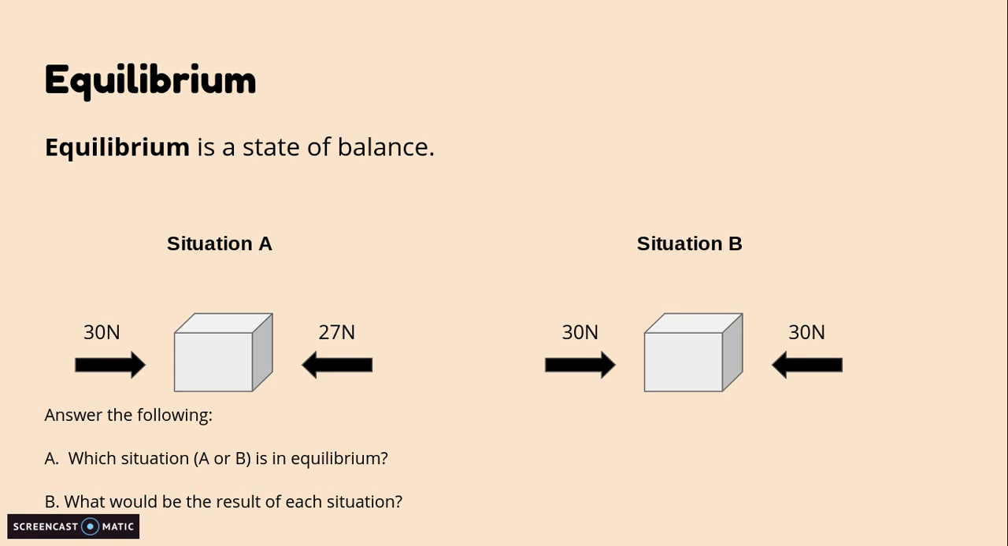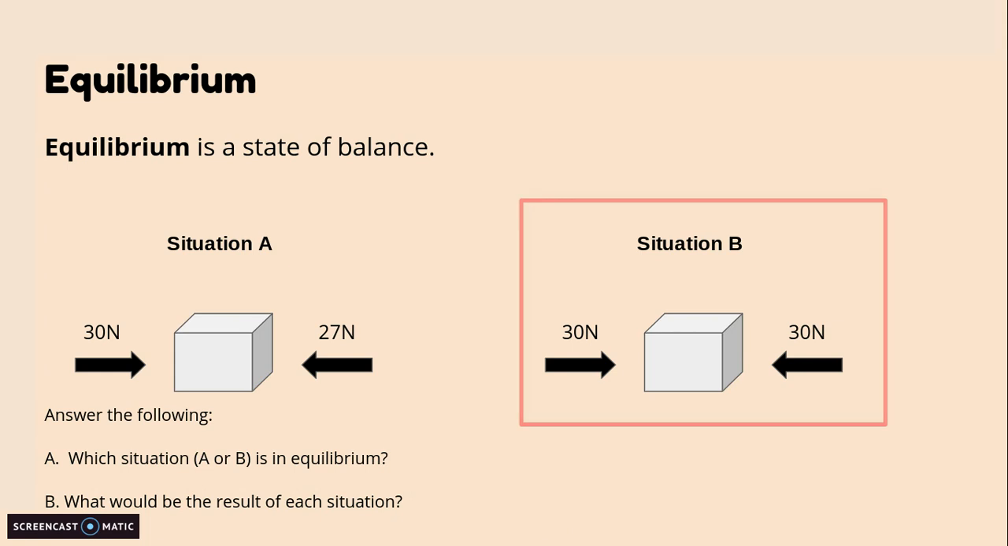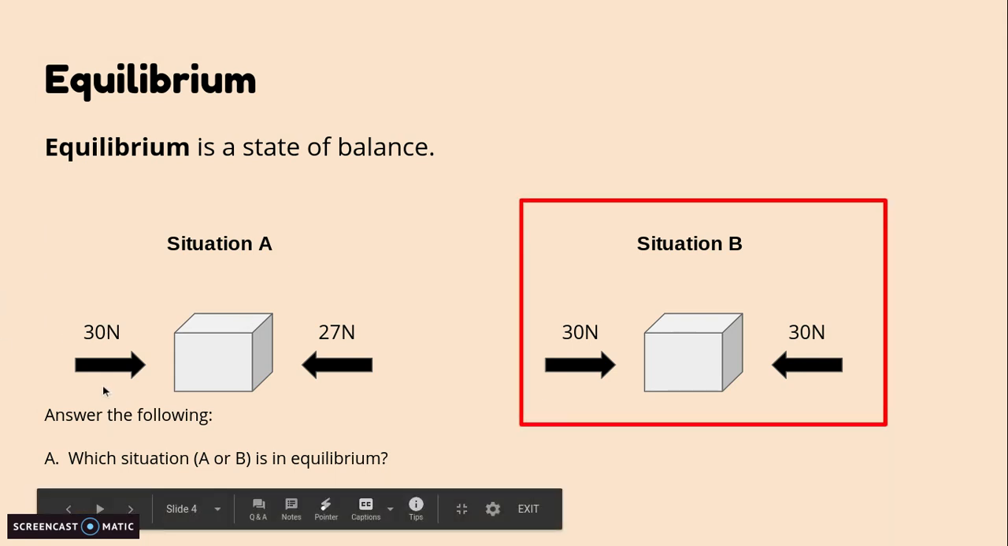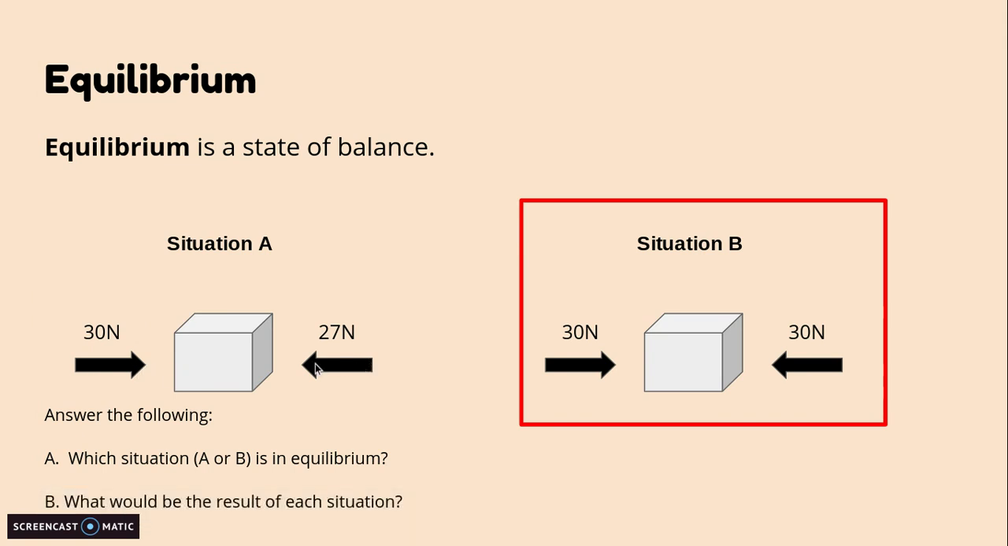Think about it. The arrows show how much force there's going to be. It would be B, because if you see, there is 30 newtons of force this way, and there's 27 this way. So there's a higher force, so that means it's going to go this way. It's not balanced. These are unequal forces. These are equal forces, that's why.